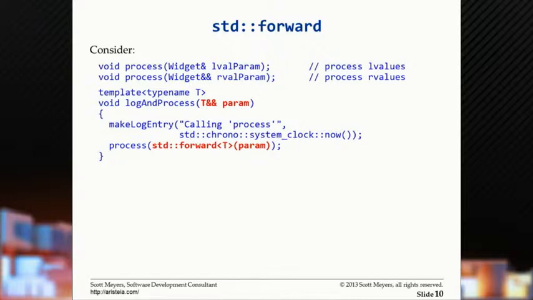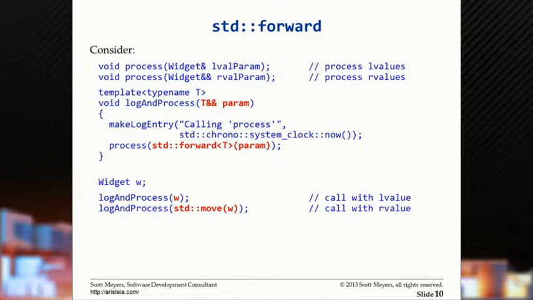Let's take a look at what calling code might look like, because that's what motivates what's going on inside forward. So if I have a widget object w, and now I call logAndProcess with w, in other words, I'm calling with an object that's an lvalue. So if it's an lvalue, that means forward is going to forward as an lvalue, and ultimately the process function will get an lvalue. We'll call the lvalue overload. This makes sense. I have an lvalue argument, the widget w. I pass it through logAndProcess, and ultimately it ends up in the process function where I want it to be processed as an lvalue.